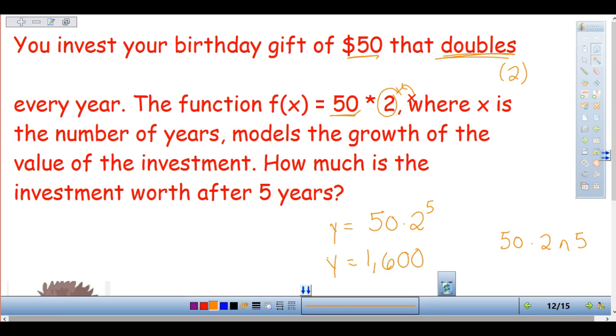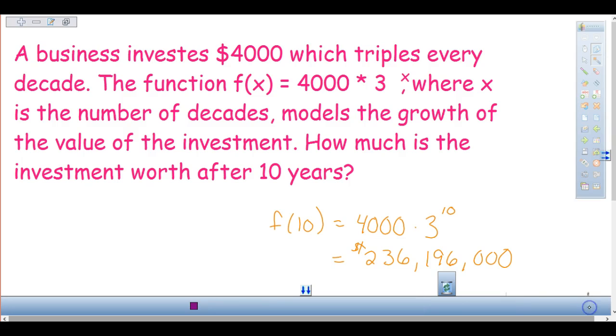All right, so when you are done, you should have gotten 1,600. That is how much money you would have after 5 years. Very good investment. Why don't you try the next one? Again, make sure you can plug it into the calculator, and Miss Haugen can walk around and check to see how you did. This time I want to know what your investment is after 10 years. This time you're putting in $4,000.